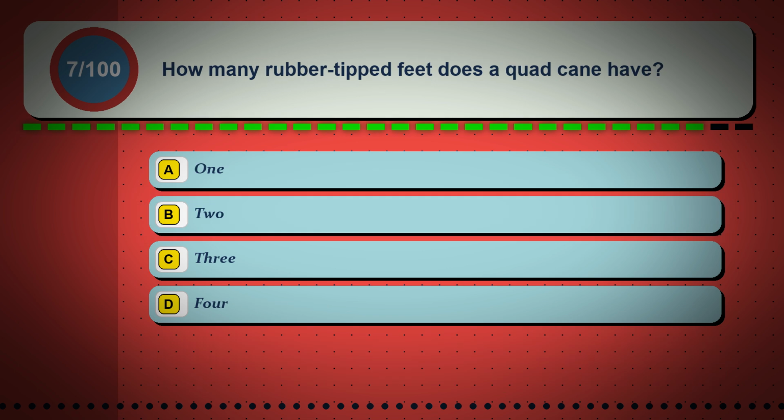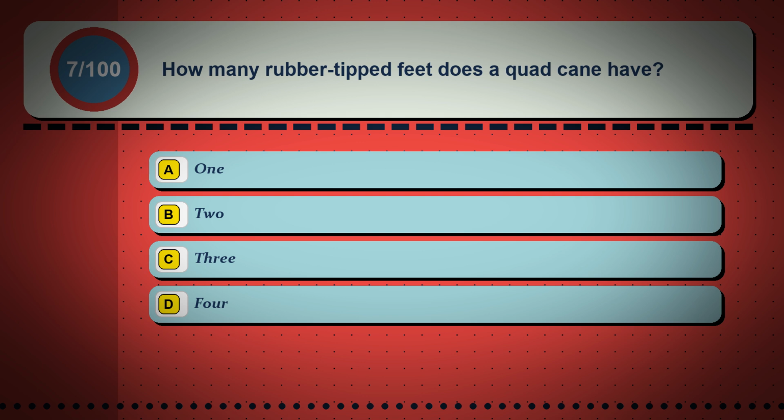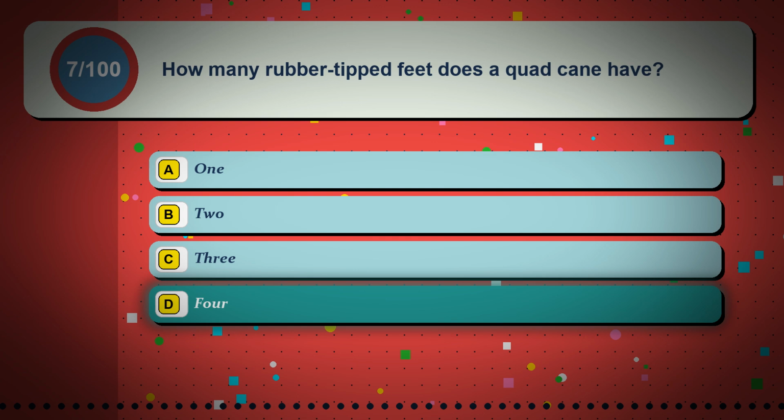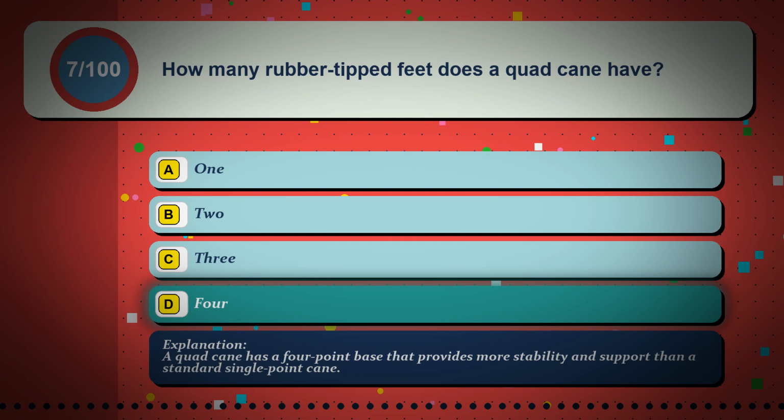Question 7. How many rubber-tipped feet does a quad cane have? Option A. 1. Option B. 2. Option C. 3. Option D. 4. The correct answer is option D. 4. A quad cane has a 4-point base that provides more stability and support than a standard single-point cane.